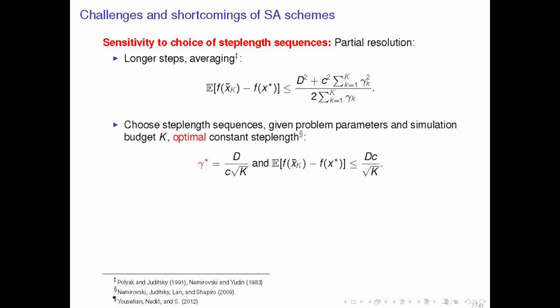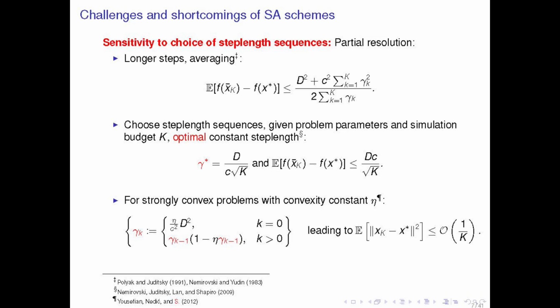In 2009, there was some remarkable work by Nemirovski, Juditsky, Lan, and Shapiro, where what they said was if you specify the simulation length, if I know something about the problem, then I can tell you the optimal constant step length that will guarantee me the optimal rate of convergence. Okay? And that optimal step length was D upon c square root K, where K is the length of the simulation run. And if I use this step length, I'm able to achieve the optimal rate.